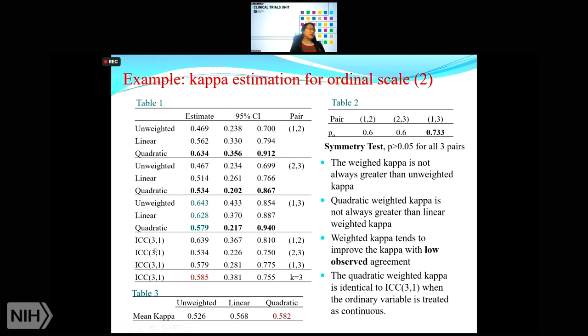Here we also calculate the ICC(3,1) by treating the ordinal scale as a continuous scale, and these numbers are the same as the quadratic kappa. Table 3 shows the means of the three kappas. For quadratic kappa, we can use the ICC(3,1) calculated from the three readers.